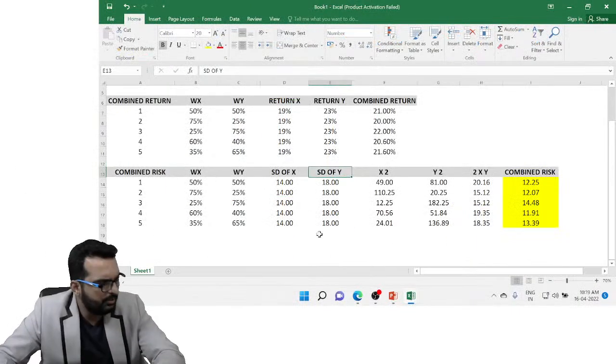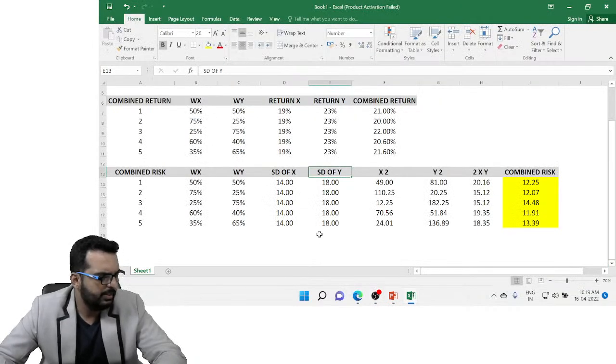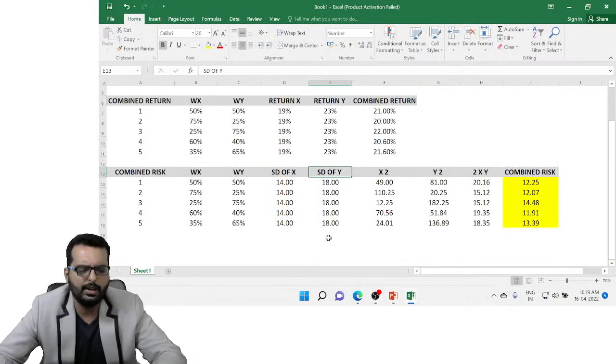Friends, I believe you are done with this part also. Yatishwar, you have learned the formula, right? If you want to do it in a proper formula manner, you can do it here.